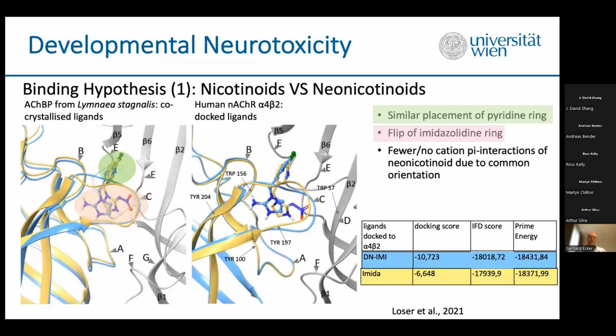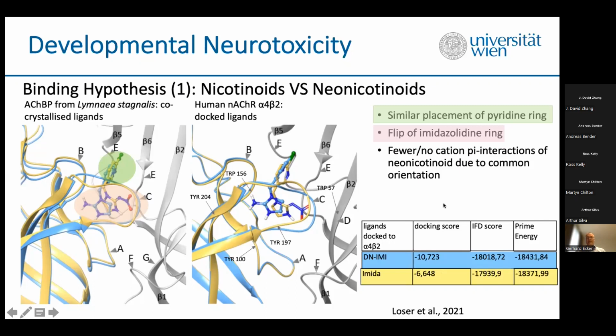So the question is, can we reproduce somehow the activity differences, which are almost a factor of 1,000. And here, just to show you what we saw, it depends on the scoring function you're using. When you use the Glide docking score, you get a very well represented ranking of the activity values, so this nitroimidacloprid being much more active than the imidacloprid. When you use the IFD score, it's less pronounced. Also, when you use the Prime energy, it's less pronounced.